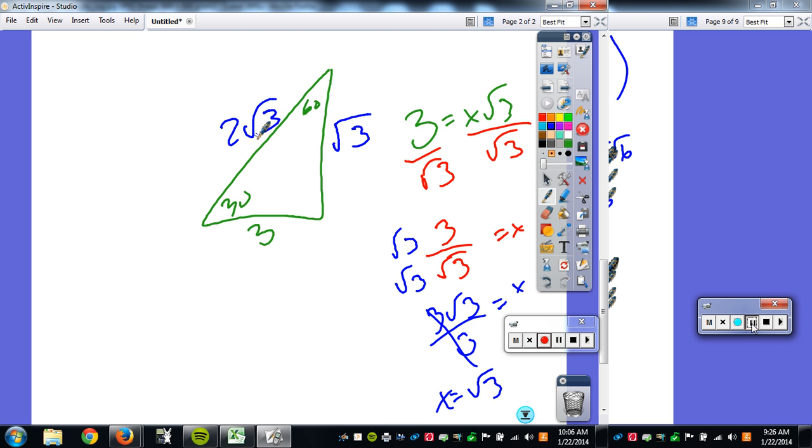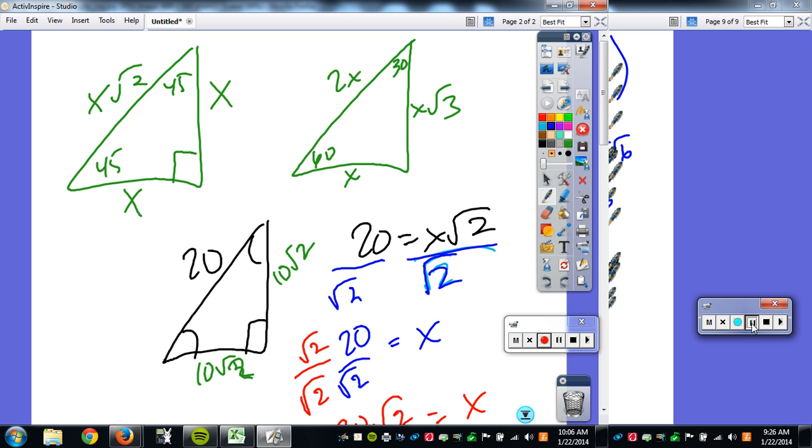Wait, how did you get to root 3? Okay, how I got to root 3 is, do we recall back up here? I was given this side right here. So then I found out what the x value was, which was root 3. And then this side is 2 times that x value, but our x value in that case is root 3, so 2 times root 3 is that side. Is everybody okay?